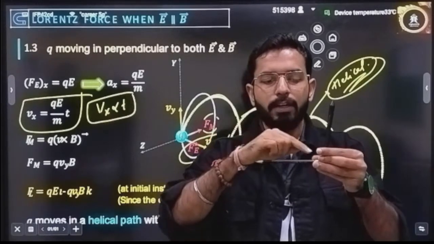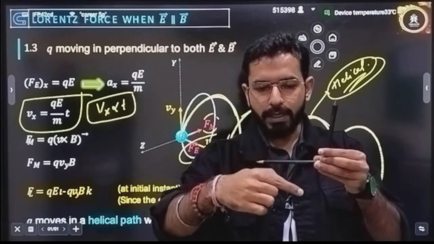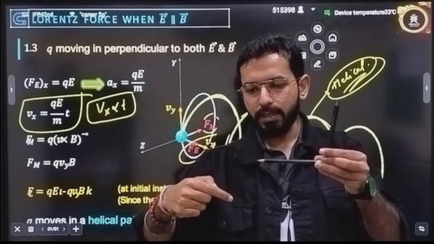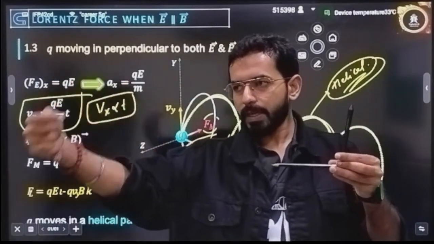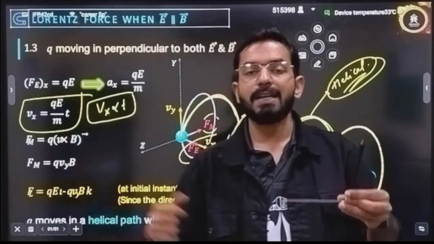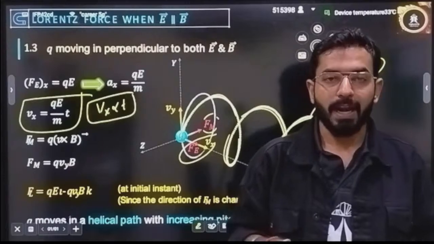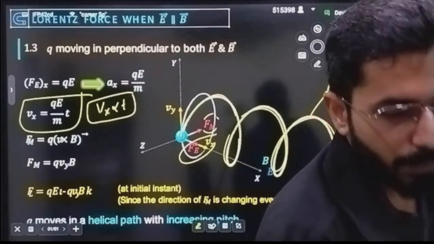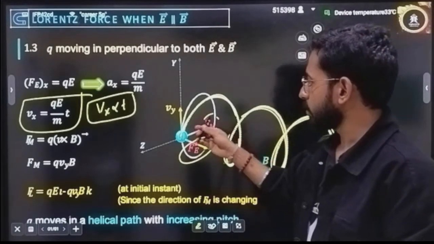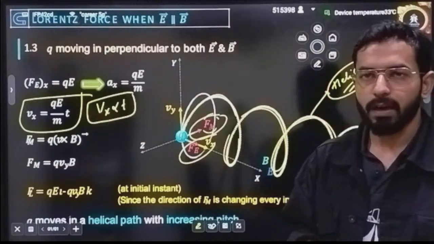Helical path means what? It will be going in that direction also. Then it will be making a round, moving forward, making a round, moving forward, making a round, moving forward. This kind of path is called a helical path. And why is it coming? The reason is that there is some magnetic force in the negative z direction as well.